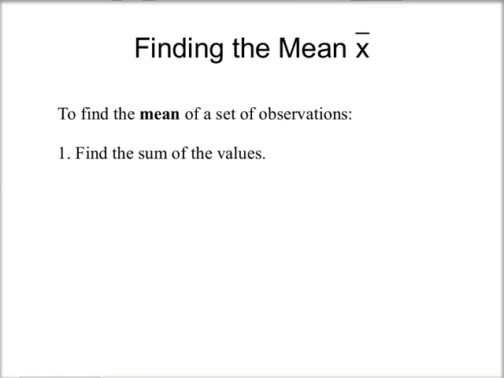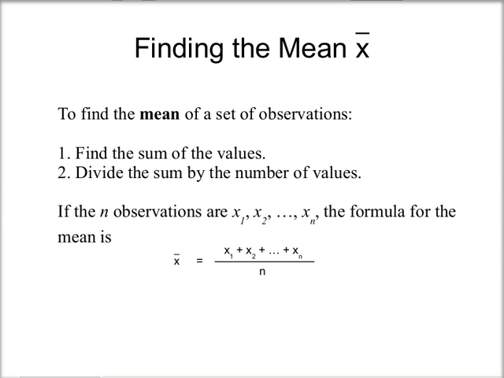So first, let's look at how to calculate the mean of a set of observations, and we call the mean x bar, and we denote it by this x with a line over it here. The first step in finding the mean is to find the sum of all the values and then divide the sum by the number of values. We can write that down as this formula. If I have n observations and I call them x1, x2, all the way up to xn, then the formula for the mean is given by x bar is equal to the sum of x1 through xn divided by n.